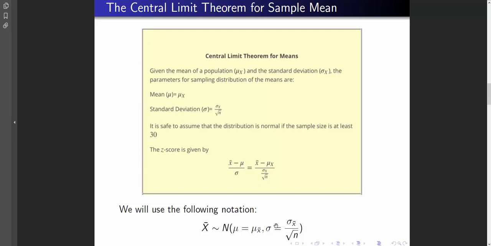The notation here says the sample mean is distributed normally, and these are your parameters. The mean is the same as the population mean, but this quantity right here describes the spread. This is what we call the standard error, and it's computed by taking the standard deviation and dividing it by the square root of n. So that's what we will use in our computations.